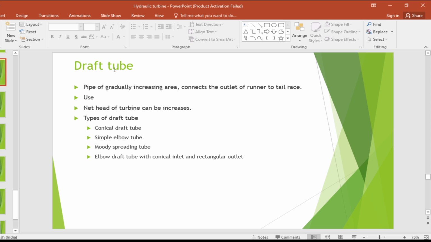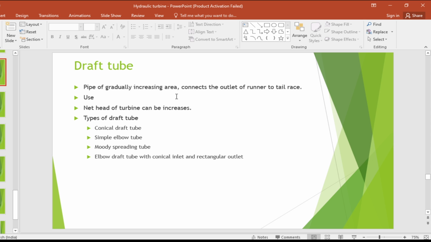Now one end of draft tube is connected to the outlet of runner, while the other end of that tube is submerged below the level of water in the tail race. For practical purposes also, we are going to use the same type. That means one end of that draft tube is connected to the outlet of runner, and the other end is submerged below the level of water in the tail race.